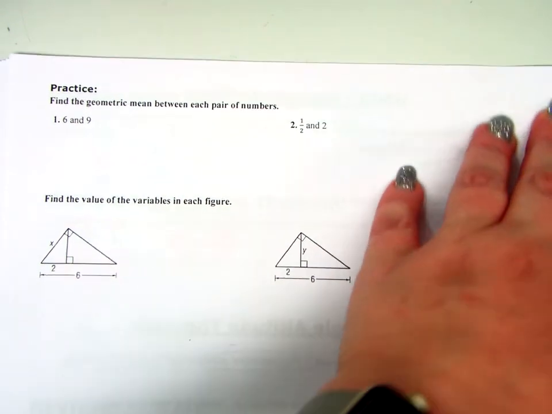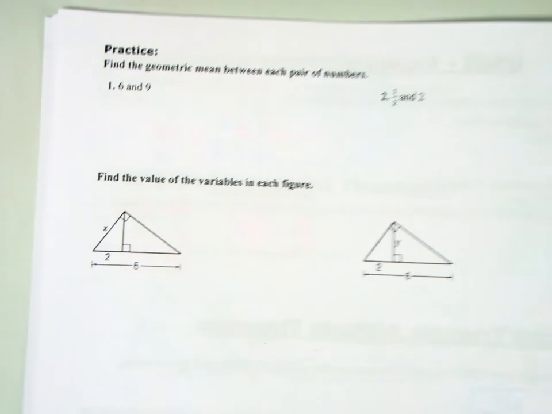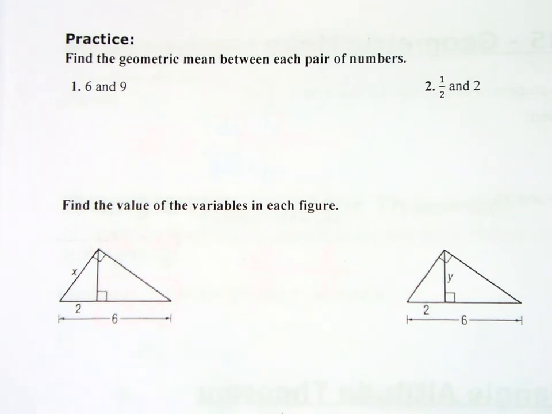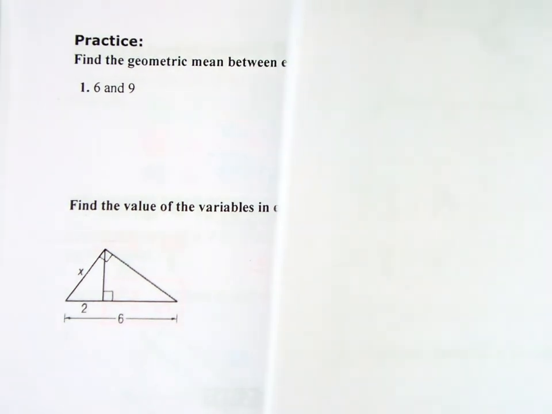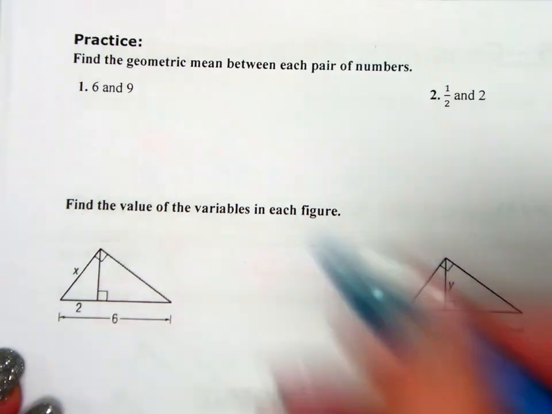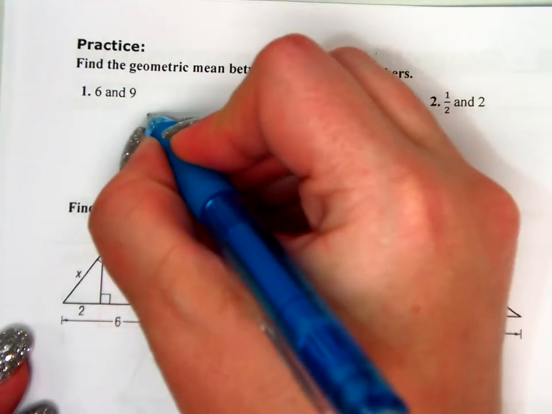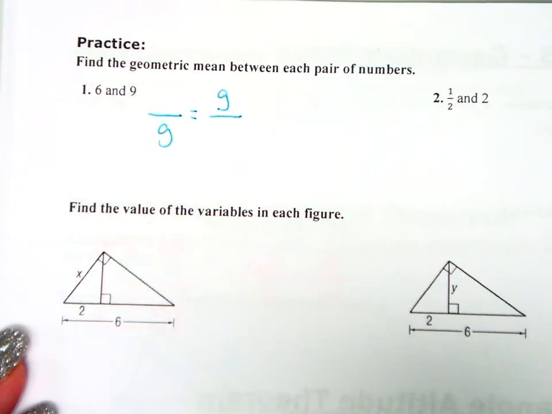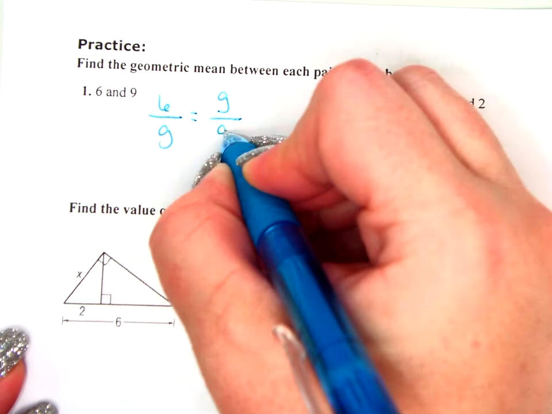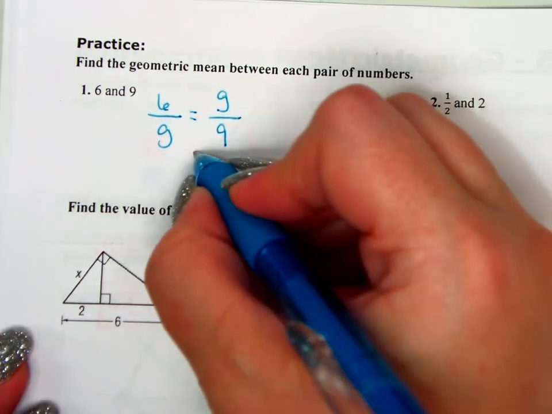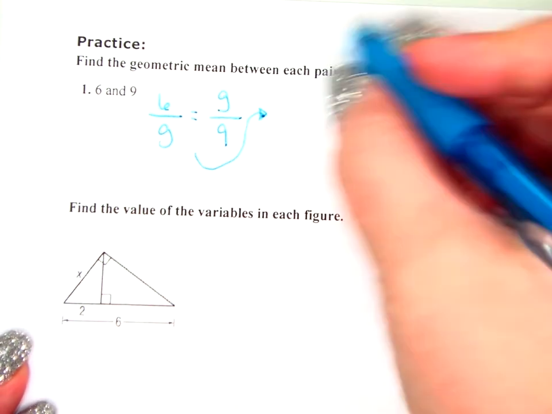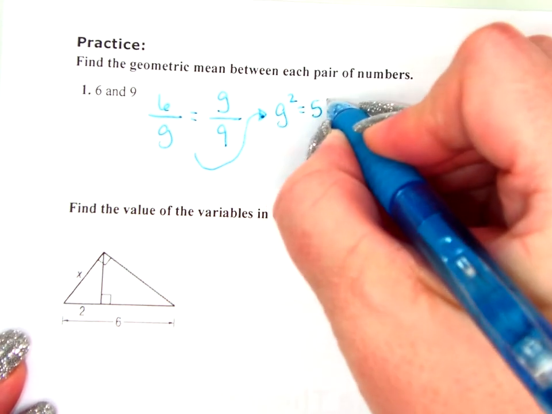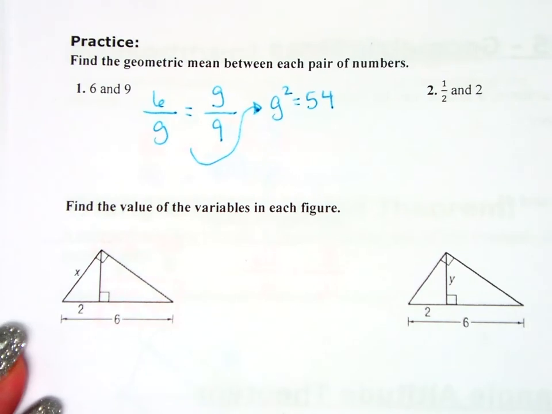Practice, find the geometric mean between each pair of numbers. So remember, your geometric mean is the one that repeats. I'm going to use a G for geometric mean. You can use whatever letter you like. Between 6 and 9. So when I cross multiply, I'm going to get G squared equals 6 times 9.